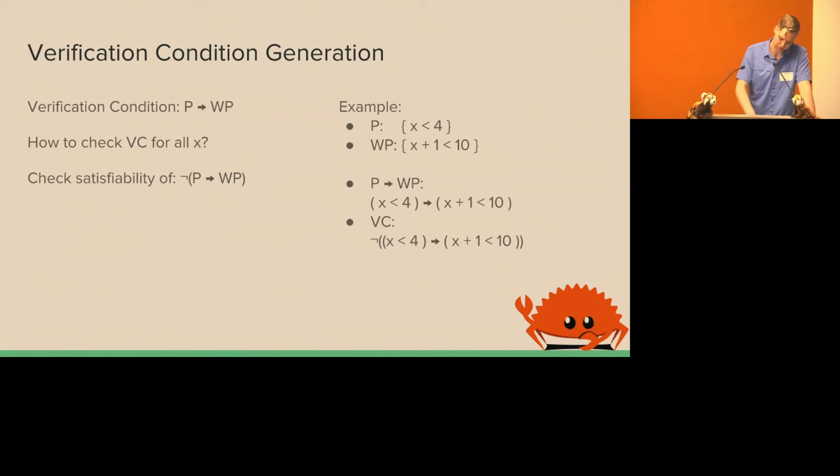So in this, the one shown at the bottom right there, the P implies WP, we can see that when X is less than 4, that implies that X plus 1 is less than 10. And there's a little bit of nuance that's lost here, because here X is bound to less than 4. There's no value that would make this false, right? This is a tautology. But if X wasn't bound, if X could hold any value, if X was 11, 11 plus 1 is not less than 10, and so we would have some discrepancy there.